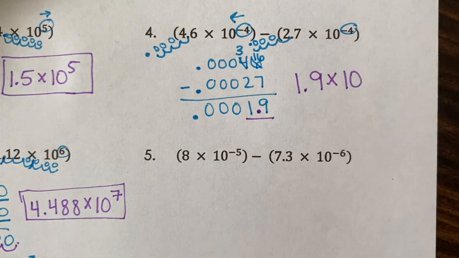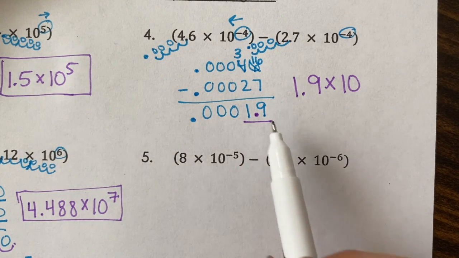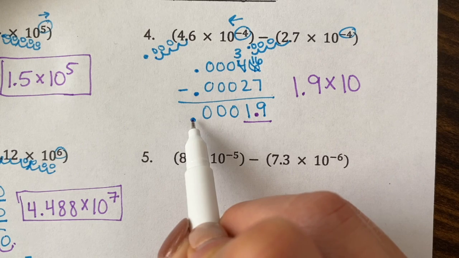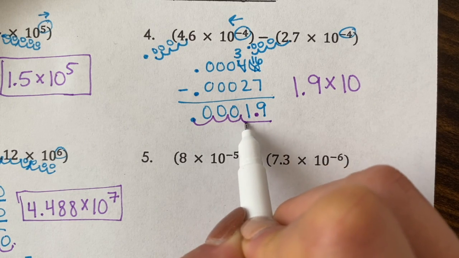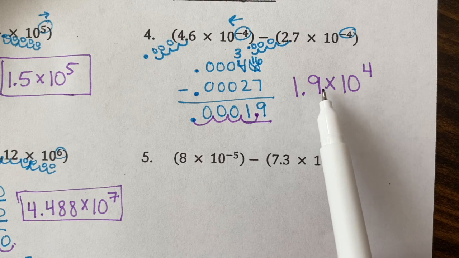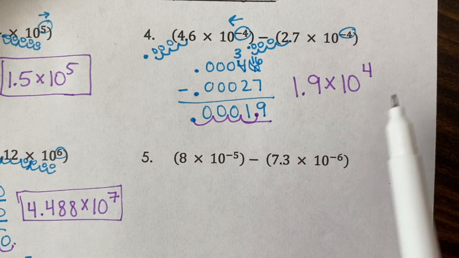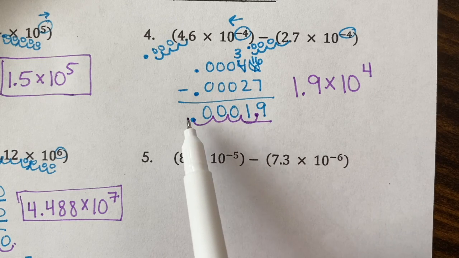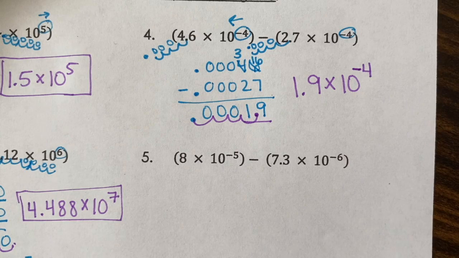Times 10 is always next. Now this time you're not counting all the way to the end. You're counting from where your decimal was to where it is now. So it's 1, 2, 3, 4 spaces from where it was. And now this is the biggest thing. If I'm trying to rewrite this number in standard form, I'm not going to move my decimal to the right. I need to move it to the left to get 0.00019. So I need to change my exponent to a negative.